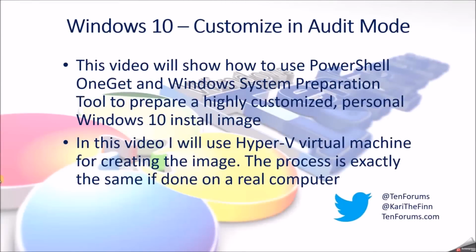This video will show how to use PowerShell OneGet and the Windows System Preparation tool to prepare a highly customized personal Windows 10 install image. In this video I will use a Hyper-V virtual machine for creating the image. The process is exactly the same if done on a real computer.